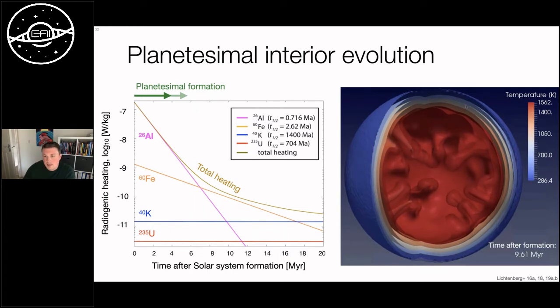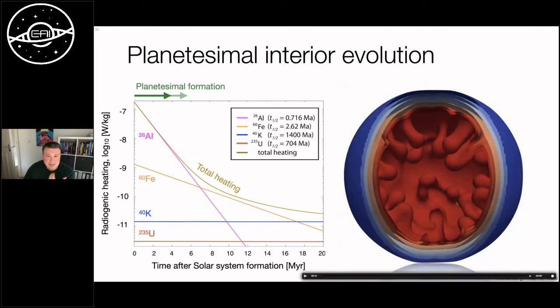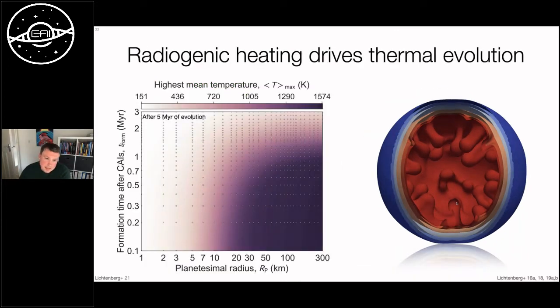The colors in this simulation scale with temperature of the body, and you see basically really tailored instabilities developing in the interior of these planetesimals. Now this is important because it means that the internal evolution of these planetesimals is dependent on their formation time, because the half-life of aluminum-26 is so short. And so this is the parameter space of this. This is planetesimal radius. This is formation time after CAIs. And the color scale shows the highest mean temperature.